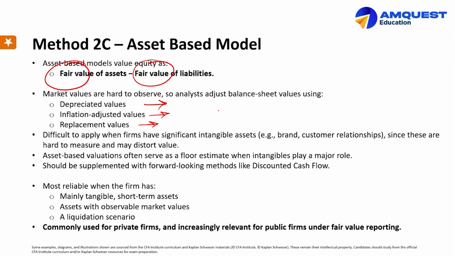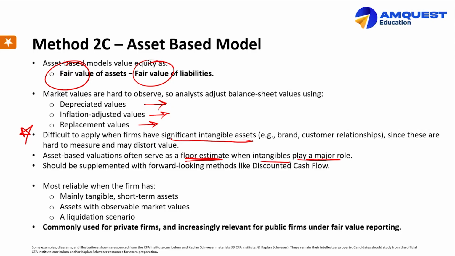This can only be used if the company has got physical assets. It is difficult to apply. So ये important theory है. It is difficult to apply when the firm has significant intangible assets like goodwill, patents, trademarks, etc. because this may be hard to measure. Asset-based valuations often serve as a floor estimate. मतलब this is the bare minimum value when intangibles play a major role.